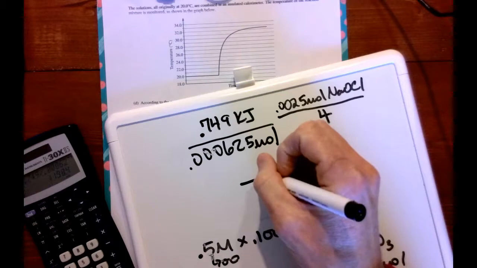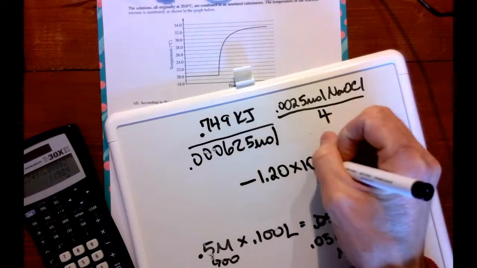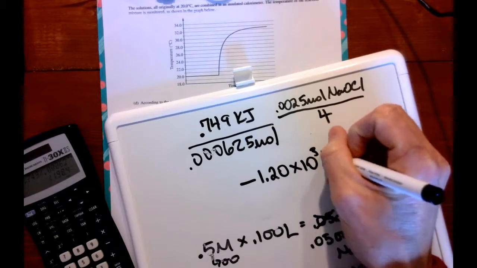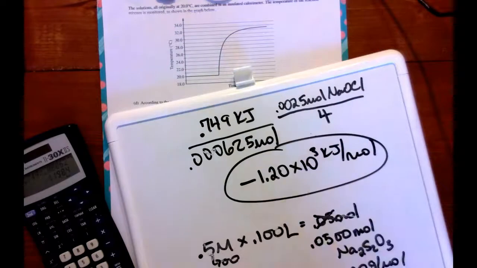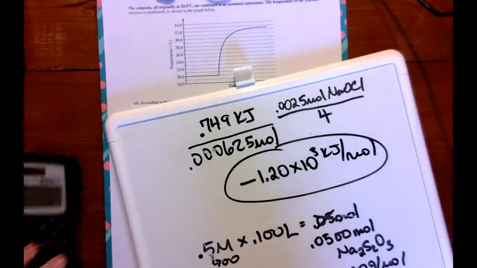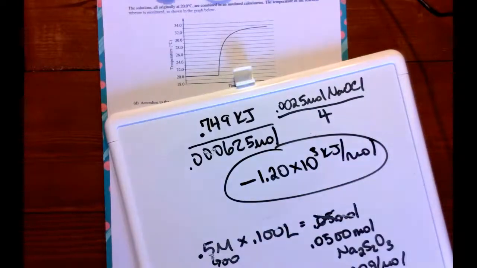So negative 1.20 times 10 to the third kilojoule per mole. That would be our answer for the delta H of this reaction.